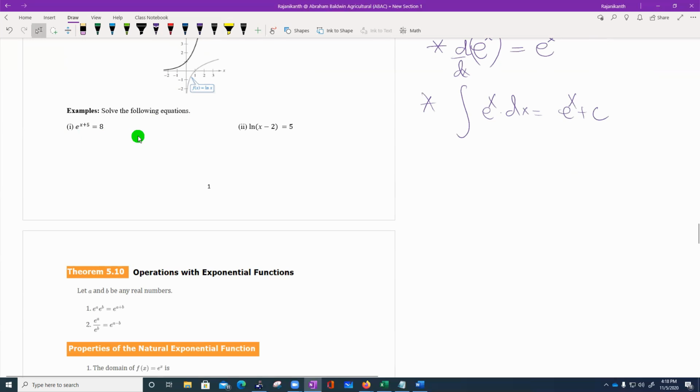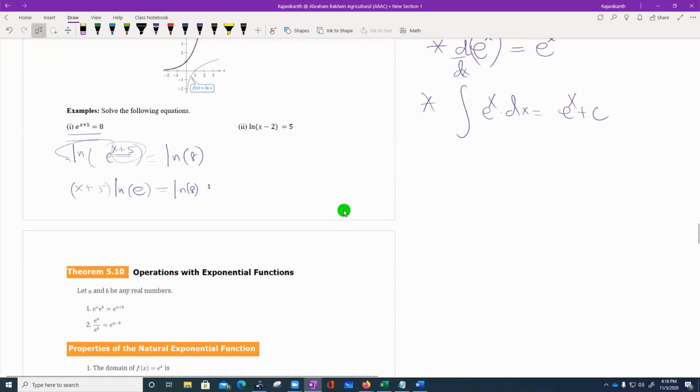How do you solve this equation? Solve for x. It's not easy because the unknown x is at the top, so it's very hard for us to find x. But the only thing to do is simply take ln on both sides. Now use the property of logs: the exponent inside should be pulled outside of ln. So x plus 5 times ln e equals ln 8.